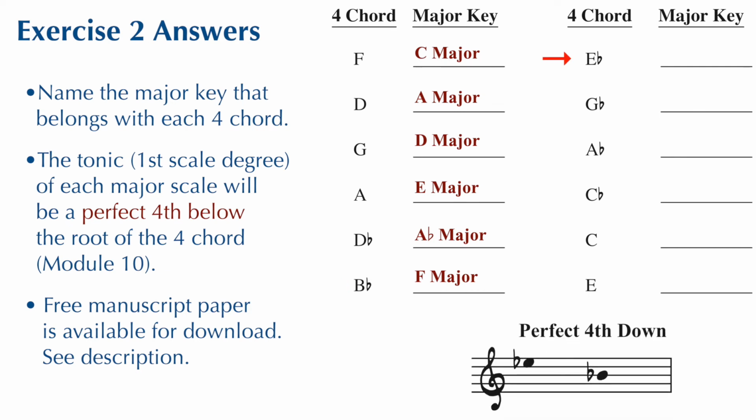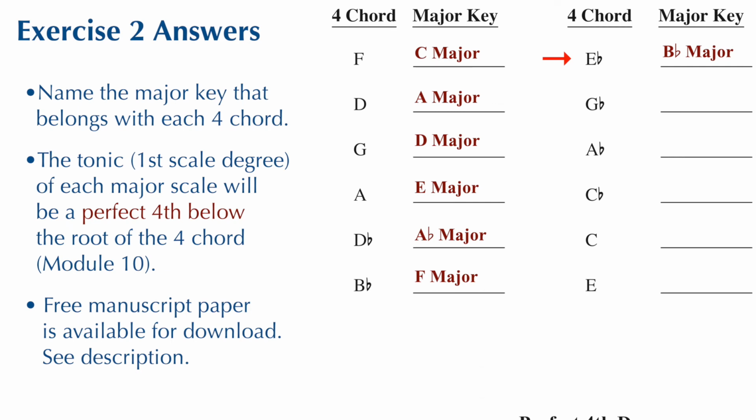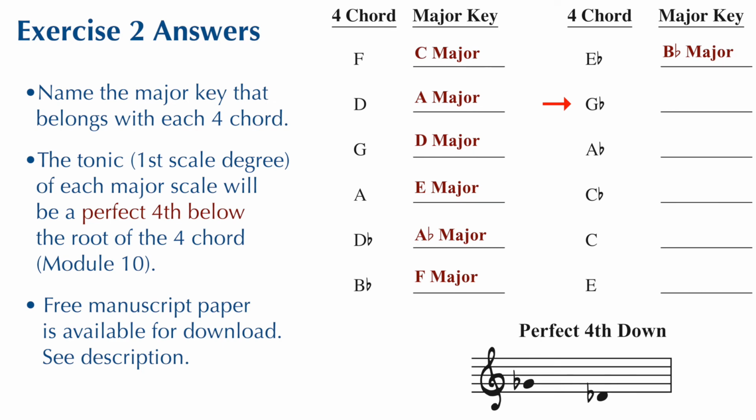If your 4 chord is E flat, take that E flat, lower it a perfect fourth, we're on a B flat. B flat is our major key. If your 4 chord is G flat, take that G flat, lower it a perfect fourth, we're on D flat, so that puts us in the key of D flat major.